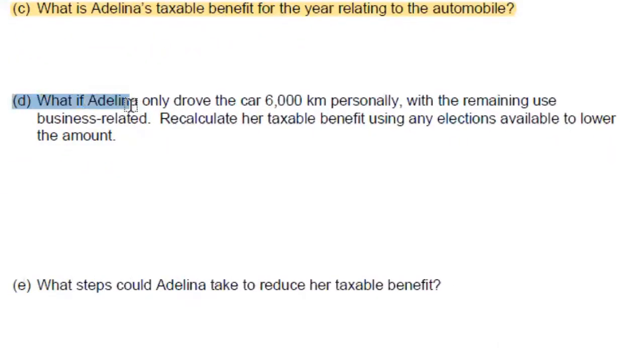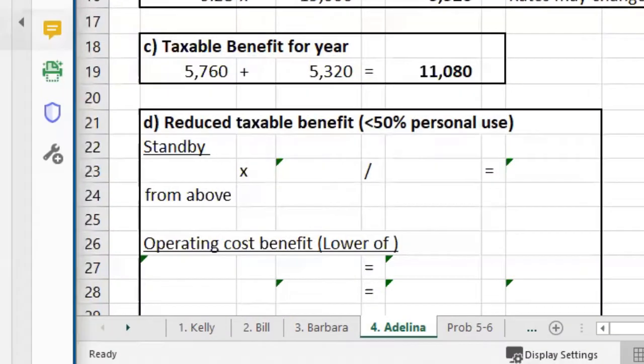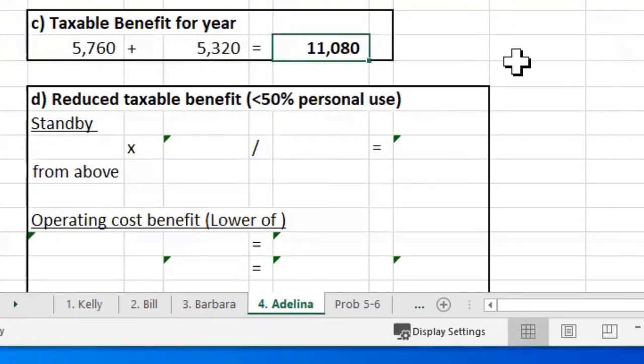What if Adelina only drove the car 6,000 kilometers personally, with the remaining use business related? I think they mean employment related. Recalculate her taxable benefit using any elections available to lower this amount. Okay, so we're going to do that right over here.